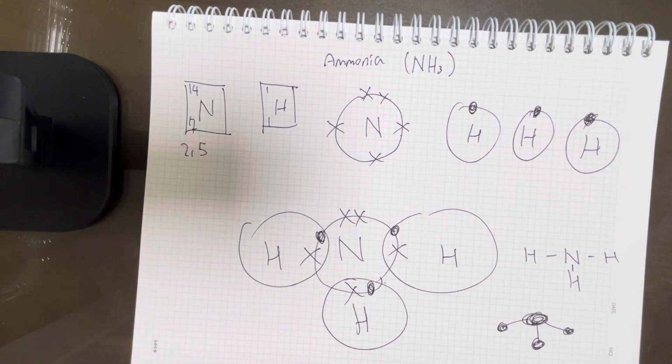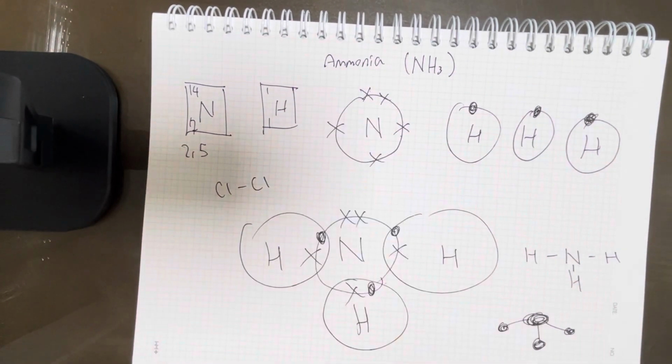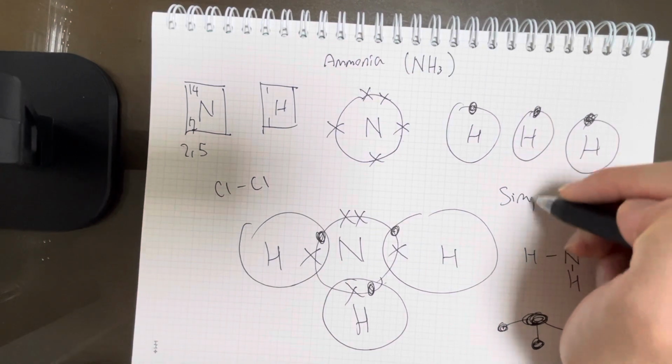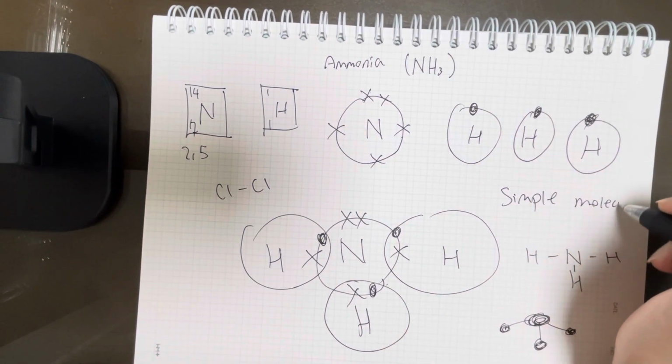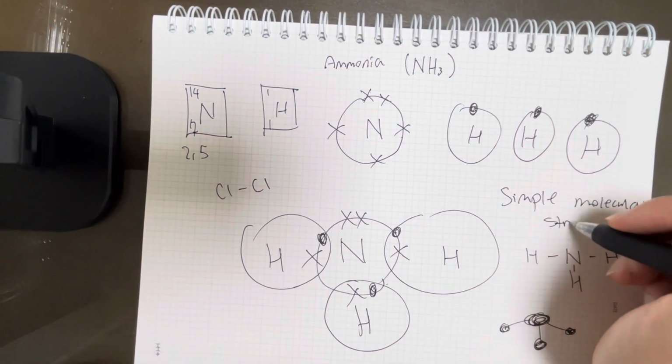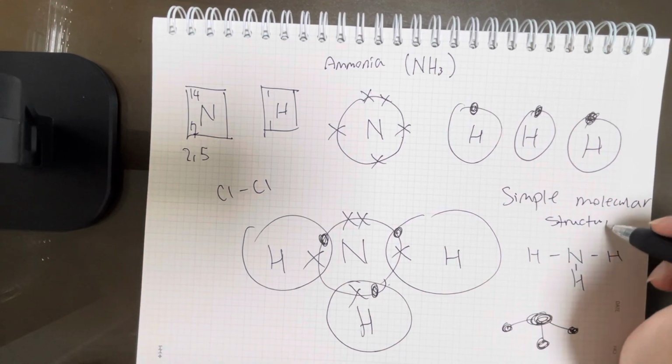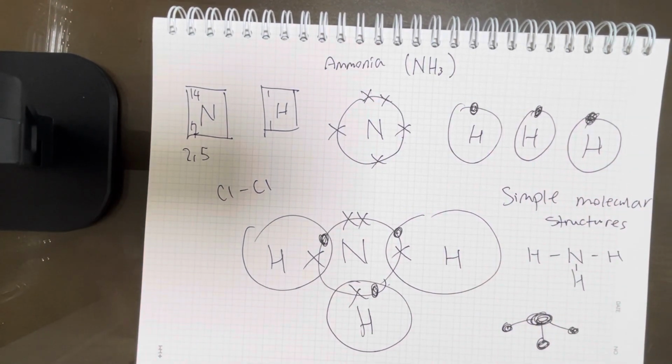Now, covalent bonds create different types of substances too. Remember, we took a look at chlorine, right? 2 chlorine atoms bonding together, and ammonia, 1 nitrogen and 3 hydrogen atoms bonding together. These are all called simple molecular structures. Why are they called simple molecular structures?